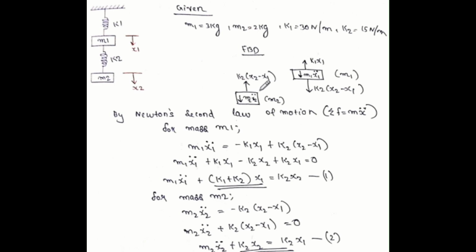Now we take m2. m2 has only one spring. It also has a displacement x2 in the downward direction independently. So obviously the ma term will be m2 x2 double dot, just like mass m1, and only one spring is attached. If you look at the spring force of m2, it will be in the opposite direction of motion. Why? Because this spring is attached to this point with respect to m2, just like k1 with m1. So the same way, the spring force at this point will be in the opposite direction of motion.